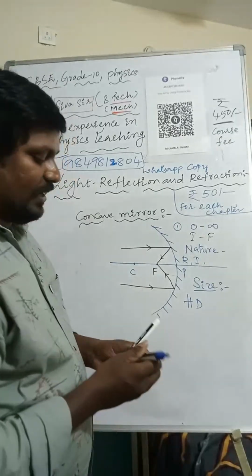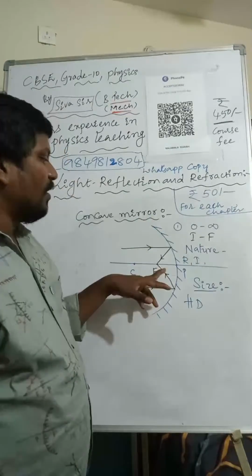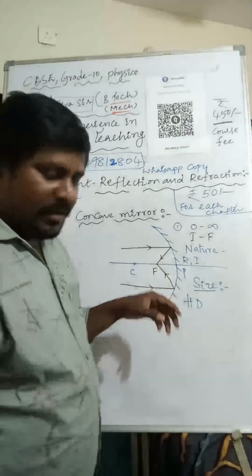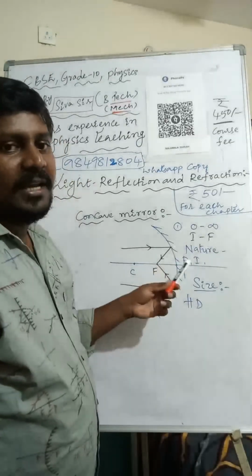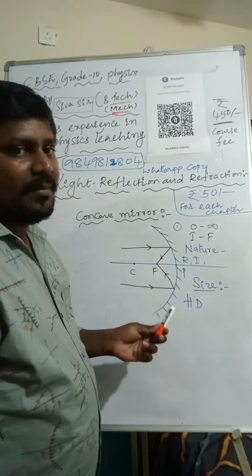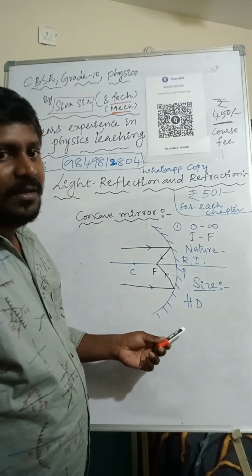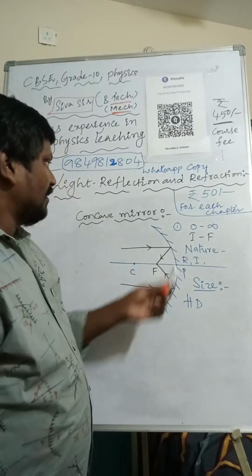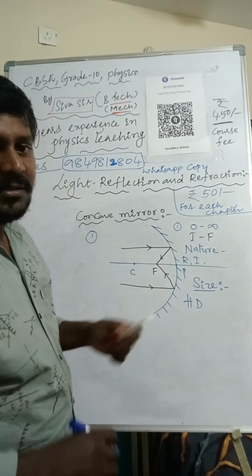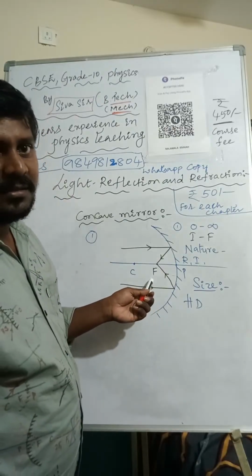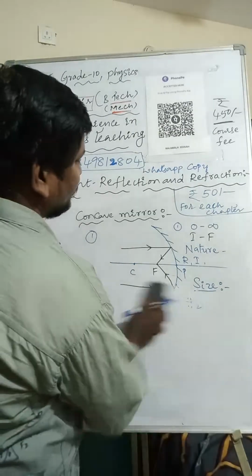Here you can see the object is at infinity, the image will form at focus. The nature of the image is real, inverted, and the size is highly diminished. So this is the first image formation. Do you have any doubt on this? No, right? Okay, I'm going to the next one.